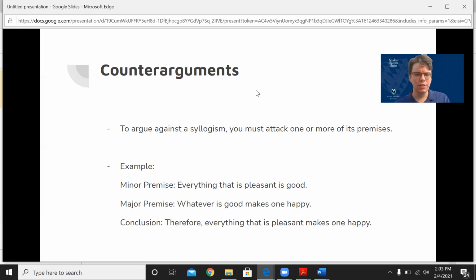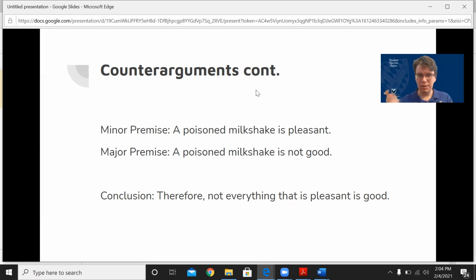One way to do that is to address the major premise, which says that everything pleasant is good. But how would we do that? Well, we would provide an example of something that is both pleasant and not good. And we see that here in this counterargument. The minor premise is a poisoned milkshake is pleasant. So that's a pleasant thing. Our major premise is a poisoned milkshake is not good. So now we've given something that is both pleasant and not good. Therefore, the conclusion follows that not everything that is pleasant is good. And it was as simple as that.